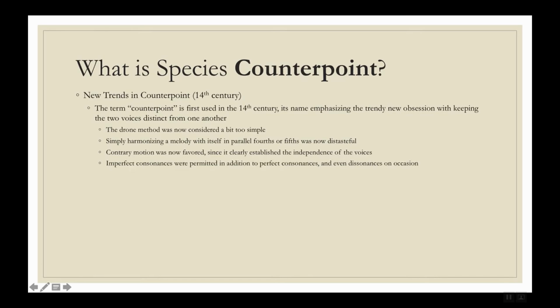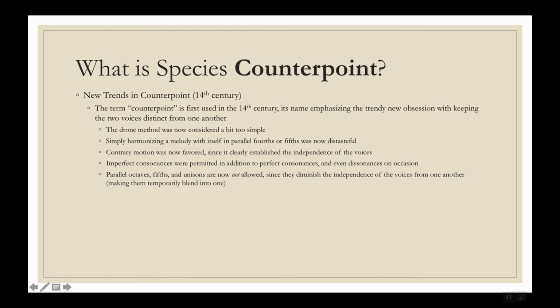Imperfect consonances were permitted in addition to perfect consonances, and even dissonances were allowed on occasion. We're not going to talk about any dissonances today. If I talk about any dissonances, you're allowed to, well, anyway, I'll stop not talking about dissonances. Otherwise, my threat might have come true.